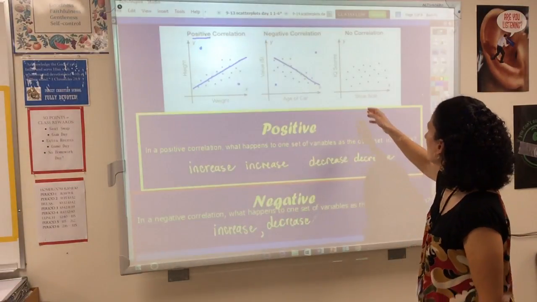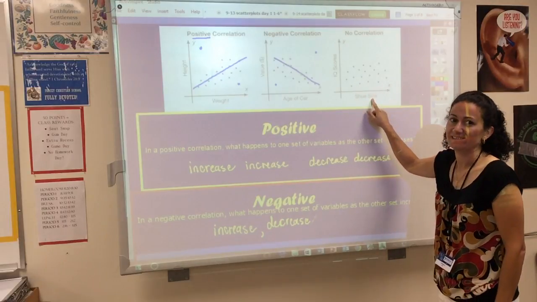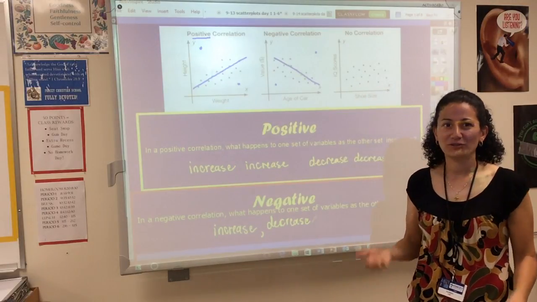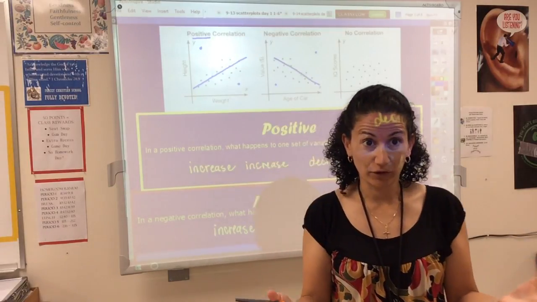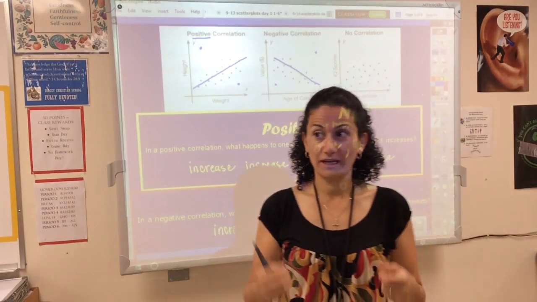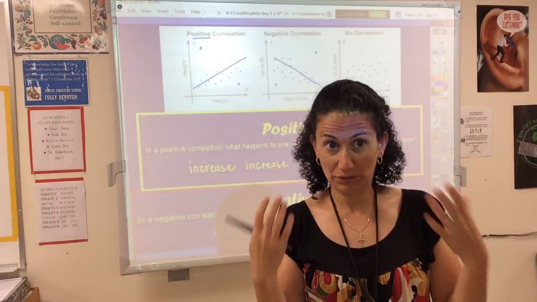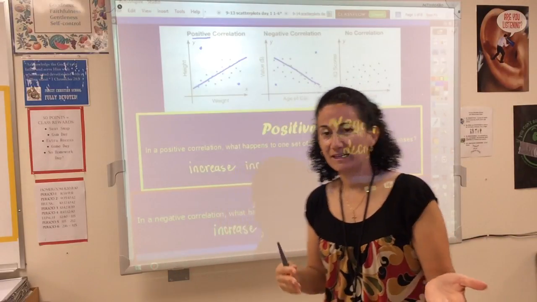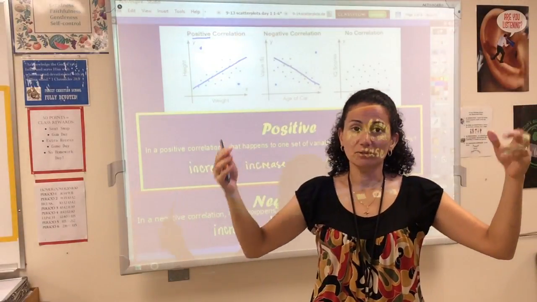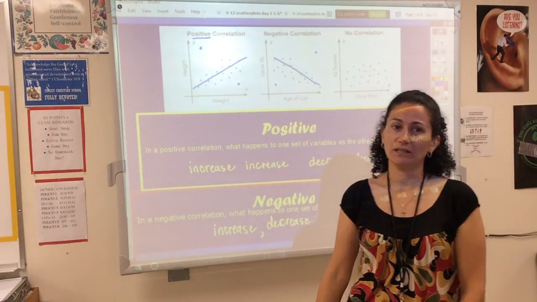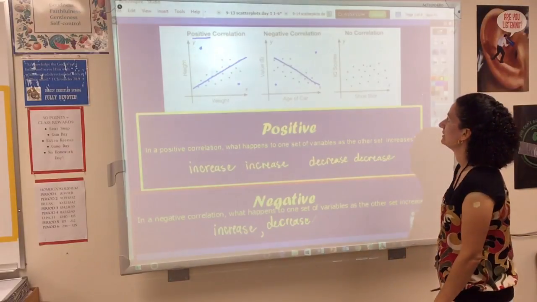Take this example, IQ and shoe size. There is no correlation between your shoe size and your IQ. You could have a really big foot and be really smart. You could have a really big foot and have a really low IQ. Same thing is true for small feet. You could have a tiny foot and have a high IQ. You could have a tiny foot and have a low IQ. They have nothing to do with each other.